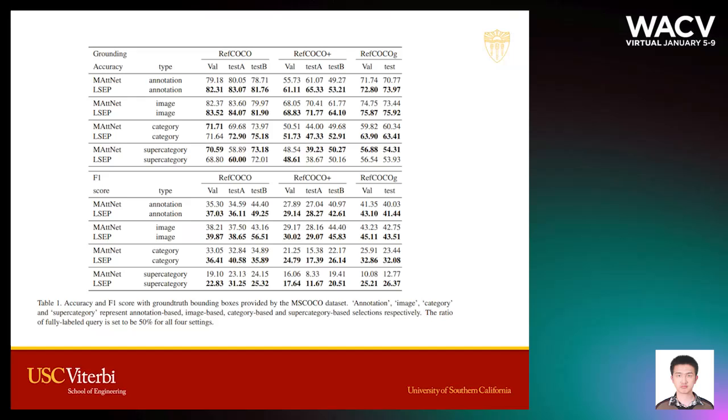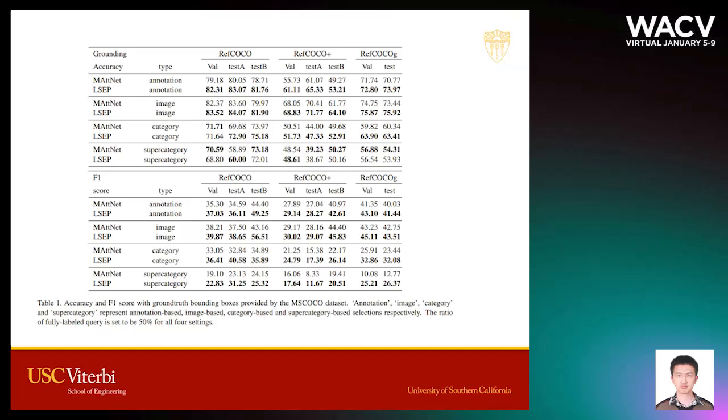We then show some numeric results here for the semi-supervised settings we described before. We present four settings whose details can be found in our paper. They are the annotation-based selection, image-based selection, category-based selection, and supercategory-based selection. We show that when some objects are given with incomplete queries, and we can find some other images containing the full queries for the same object category, the grounding accuracy improves when we apply LSEP to train on these images.